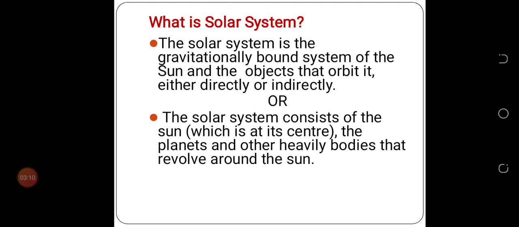Let's take it again. The solar system is the gravitationally bound system of the sun and the objects that orbit it, either directly or indirectly. Or the solar system consists of the sun, which is at its center, the planets and other heavenly bodies that revolve around the sun. So this is the explanation for solar system.